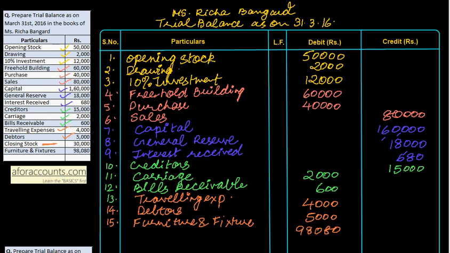Let's take the total. So total of your debit side comes up to 2,73,680 and total of your credit side also comes up to 2,73,680.